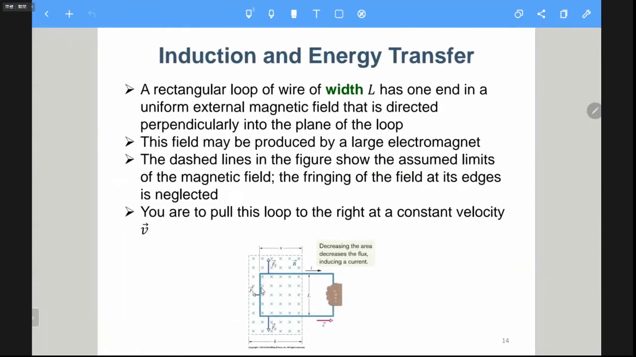Actually, there will be a force acting on this wire, according to the Lorentz force, I dL cross B.